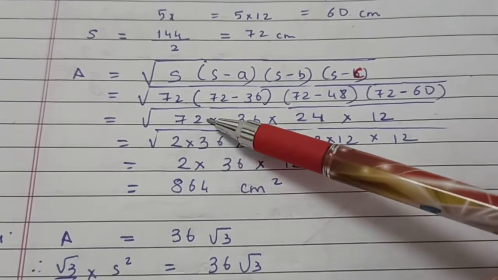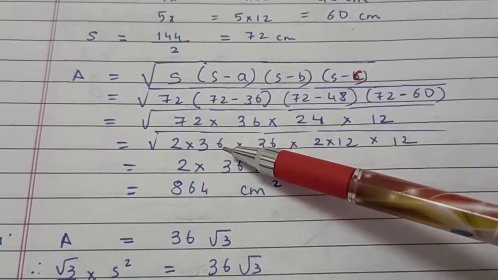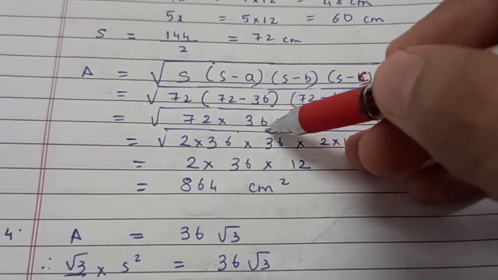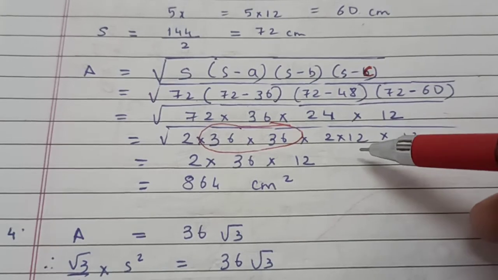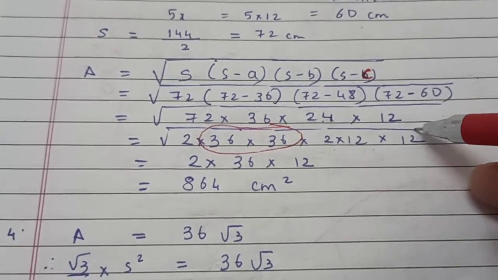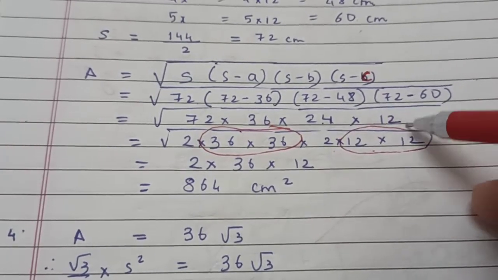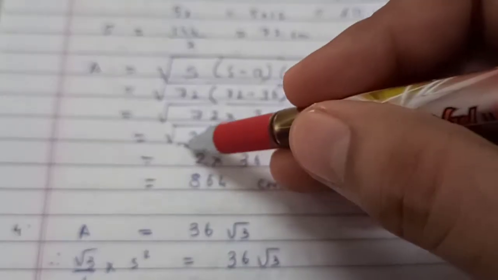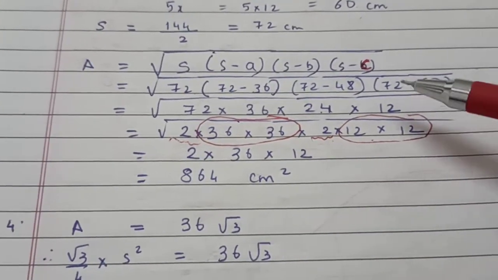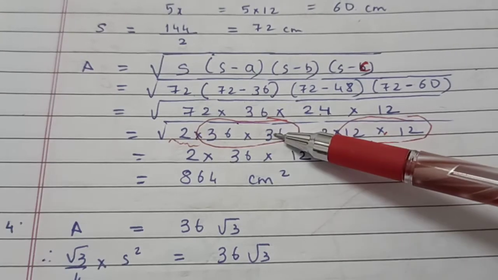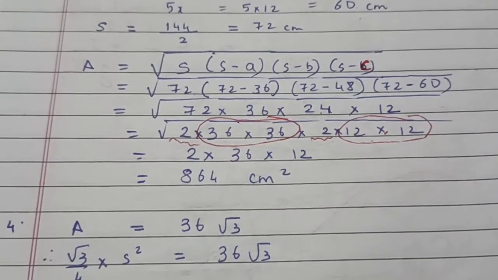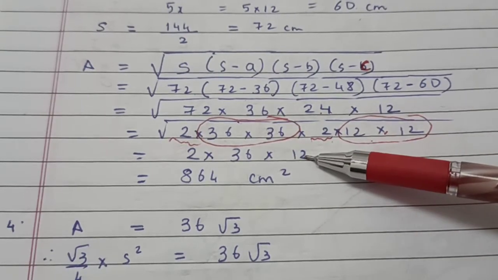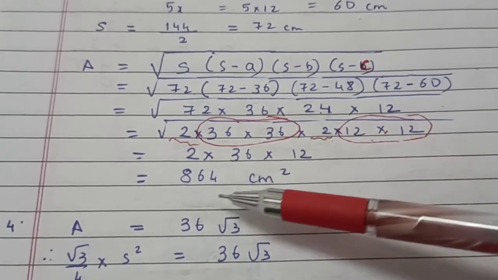I can see that 72 is 2 into 36. So I got a couple of 36 out here. And 24 is 2 into 12. So I got two 12s out here. And I've also got two 2s out here. So whenever we remove square root, each pair is written only once. And the square root sign, which I call the umbrella, disappears. And just multiply them and you get the answer. This is the area.